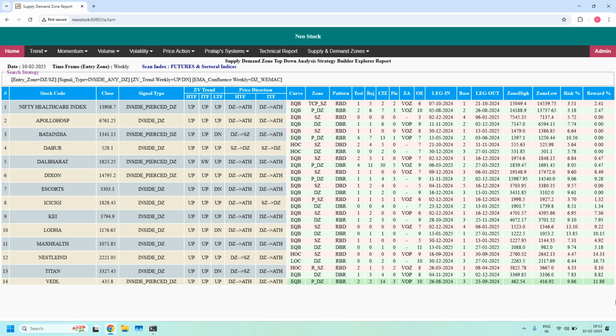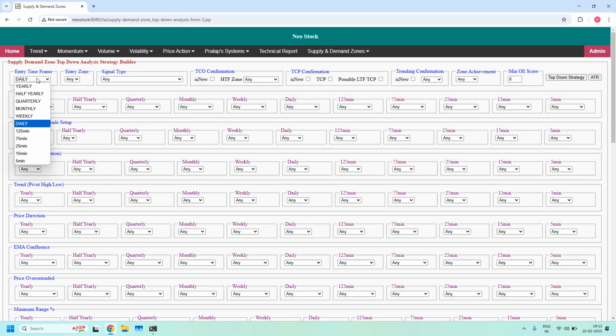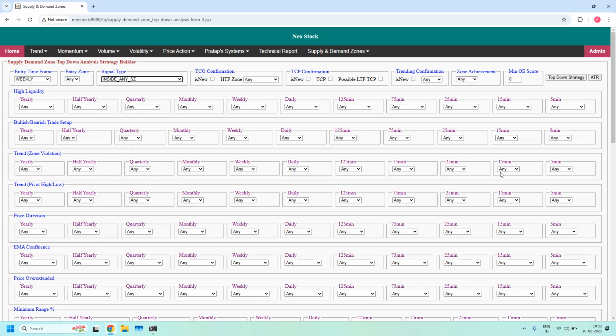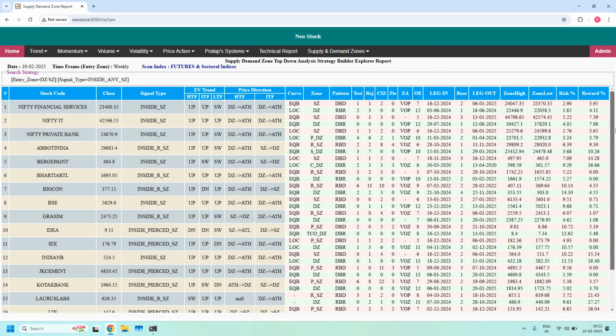Okay, this is about weekly time frame. Price closed inside weekly demand zone and also having EMA confluence. Next, weekly time frame. Price closed inside weekly supply zone. We got 19 stocks. So first 15 stocks in the list.